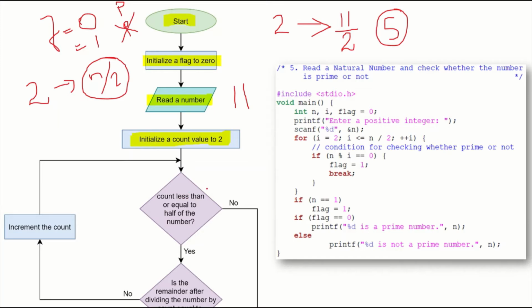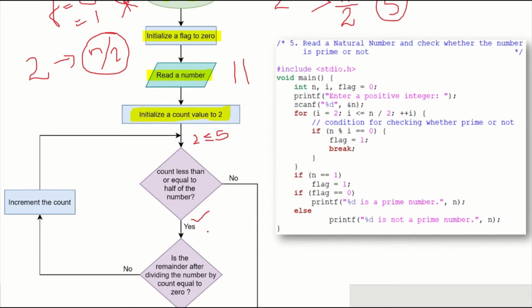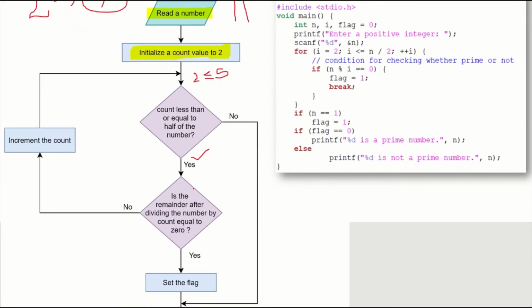So here it is checking whether the count is less than or equal to half of the number. In the first case it is checking 2 less than or equal to 5. The number by 2 is 5, so it is checking 2 less than or equal to 5. This condition is satisfied, okay, and it goes to check the next condition.